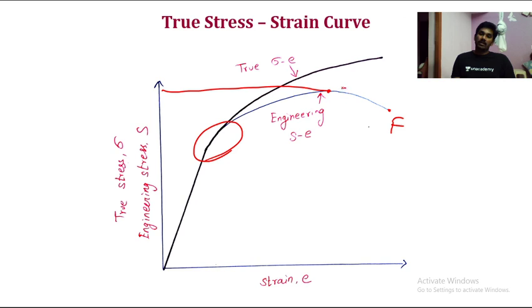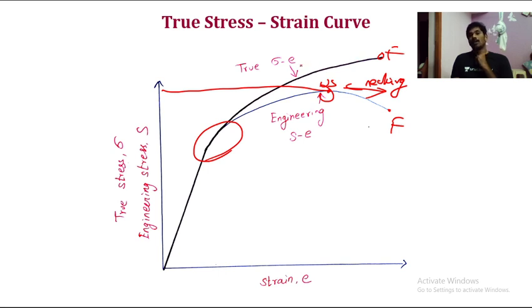So here you will have a necking, right? But in the true stress strain curve, you cannot identify any kind of yield point here. It will be a bit difficult to find the yield point, and there is no point called an ultimate strength in the true stress strain curve. It will just keep increasing gradually, and finally at one point it will fail.